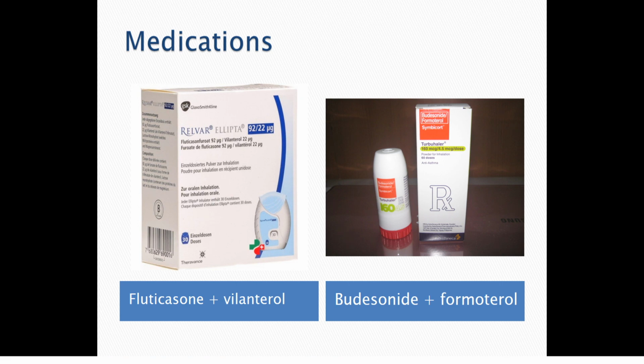Fluticasone plus vilanterol in one inhaler, one of the company names is Relvar Ellipta. Budesonide plus formoterol is Symbicort. Try to remember this name because budesonide plus formoterol is the most commonly recommended drug for treatment of asthma. So formoterol plus inhaled corticosteroid. The cheapest, most available is Symbicort.